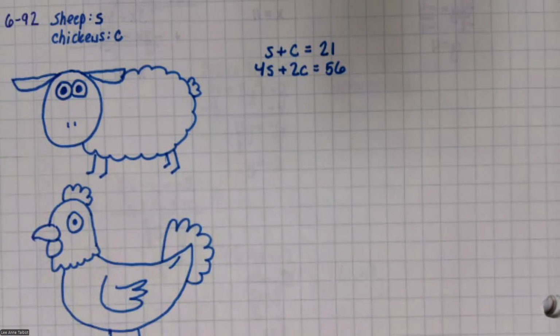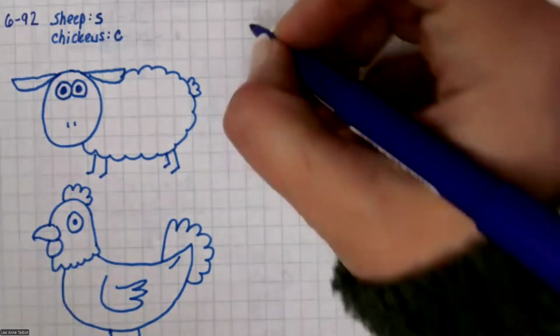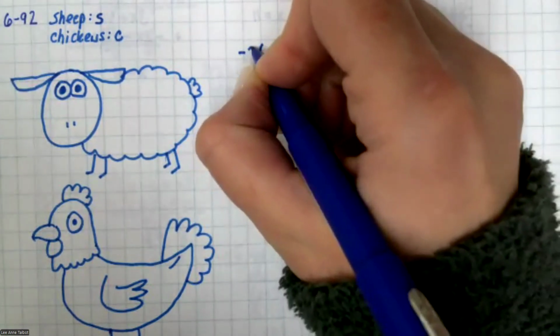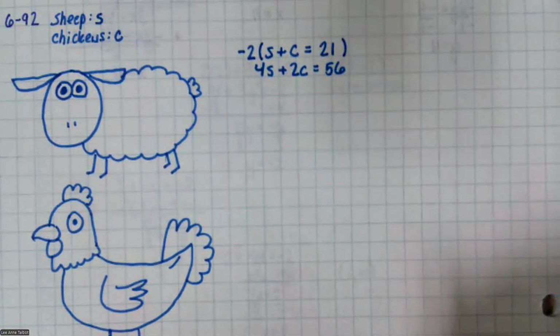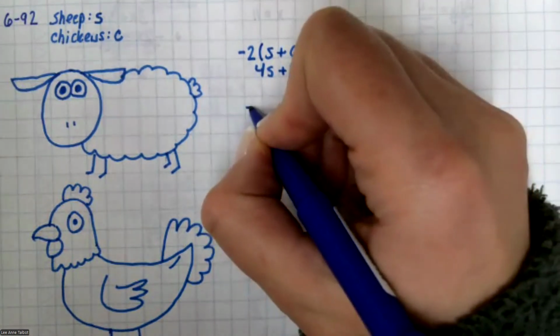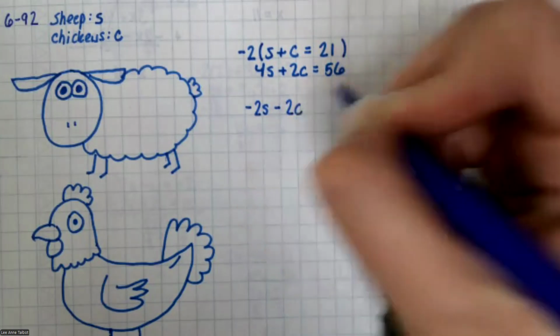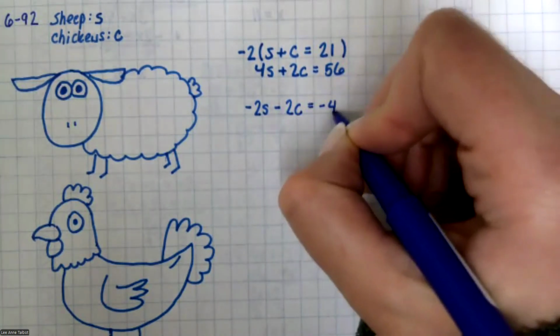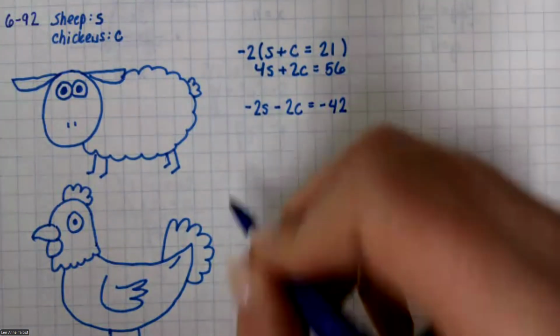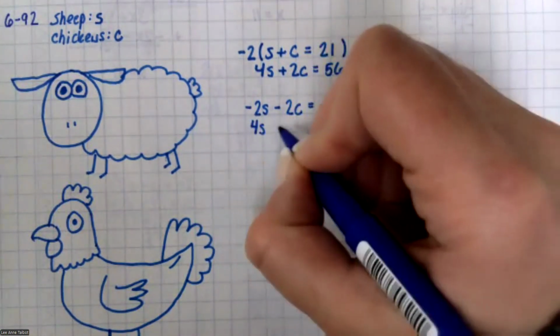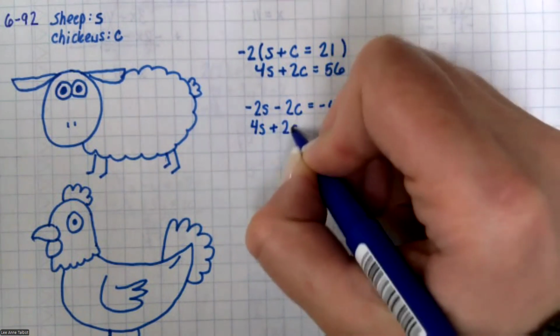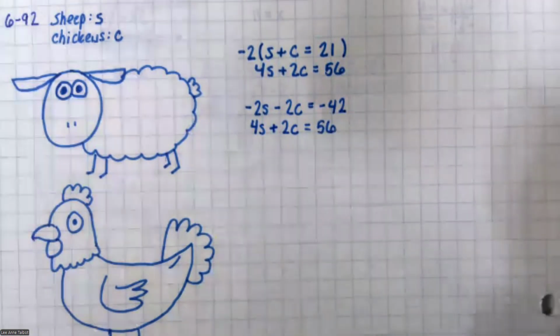Lynn has an opinion. -2. -2, okay, because it's a smaller number. Either one will work, but I like simpler. So we're going to multiply the top equation by -2. And I'm going to have -2 sheep, that's kind of weird, minus 2 chicken equals -42. And then the bottom equation stays the same: 4 sheep plus 2 chicken equals 56.